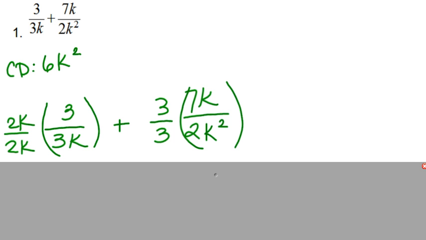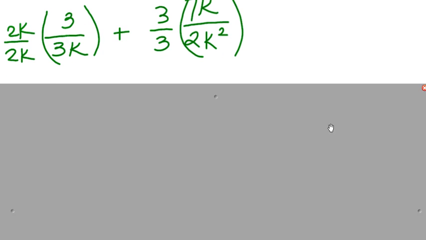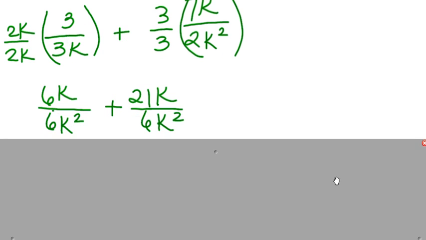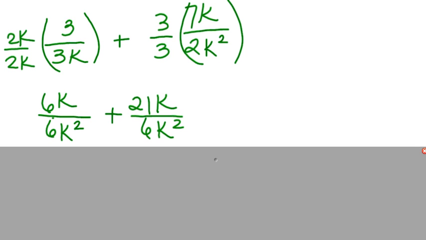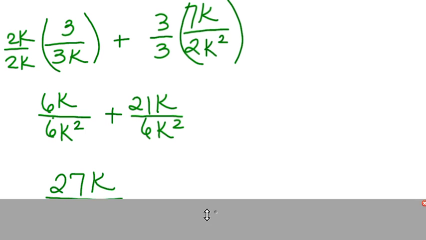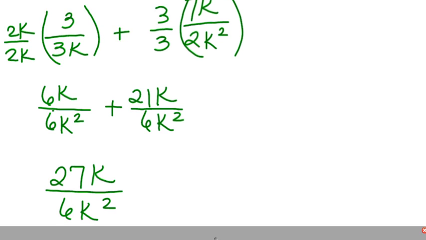Multiply your fractions like you normally do, numerators and then denominators. Now we have the common denominator, so we can perform the operation. 6k plus 21k. That would be 27k divided by k to the second.